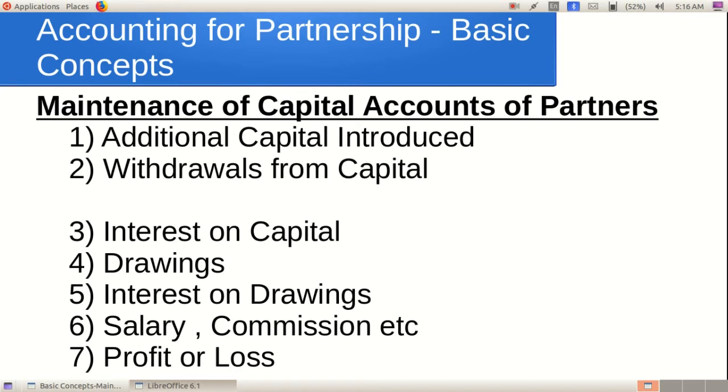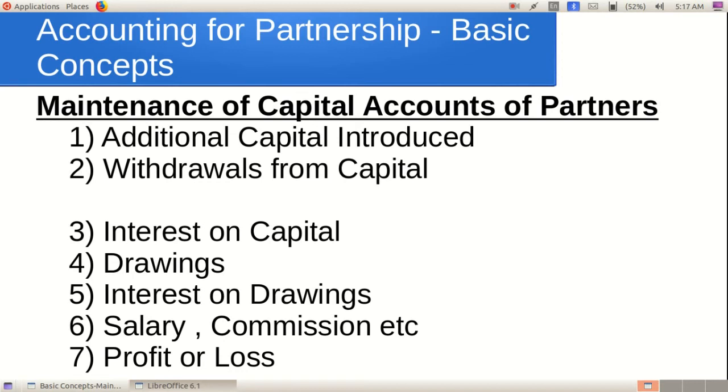Okay, the next item is drawings, which is withdrawal of money from the business by the owners. Drawings here means withdrawal on a temporary basis from the expected profit of the business. Whenever a partner takes money from the business, his capital account will automatically be reduced. Drawings here means temporary withdrawal from the profit. Drawings will reduce the capital account.